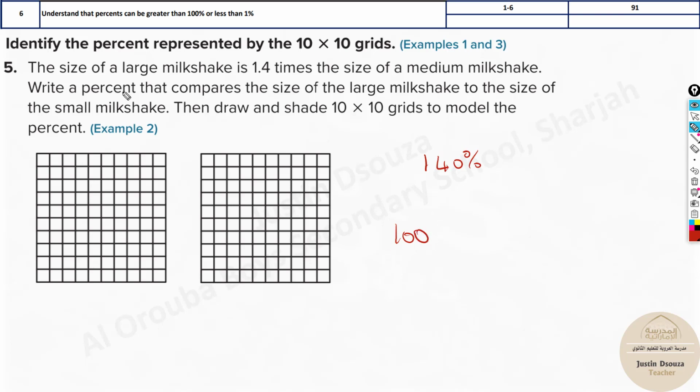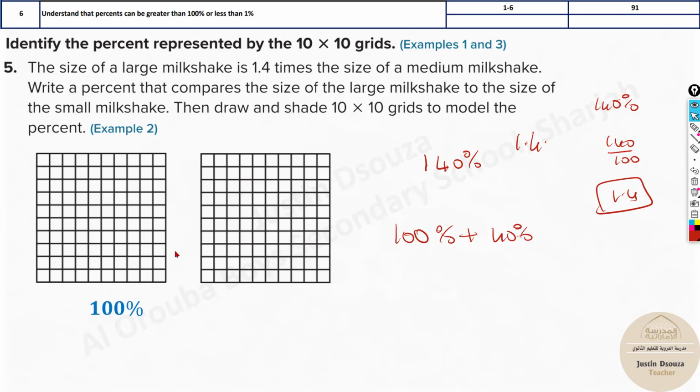That's it. In the sense, this larger milkshake is how many times? More than 100, more than 1.4 times, right? 1.4 times means more than 100% plus 40%. That's the thing. Okay, 0.4. So this is 1.4. Now, because see over here, 140% means what? Dividing by 100. 140 by 100 is 1.4 itself. So this is the thing. Here now you must shade one whole thing. This one must be shaded entirely and 40% over here.